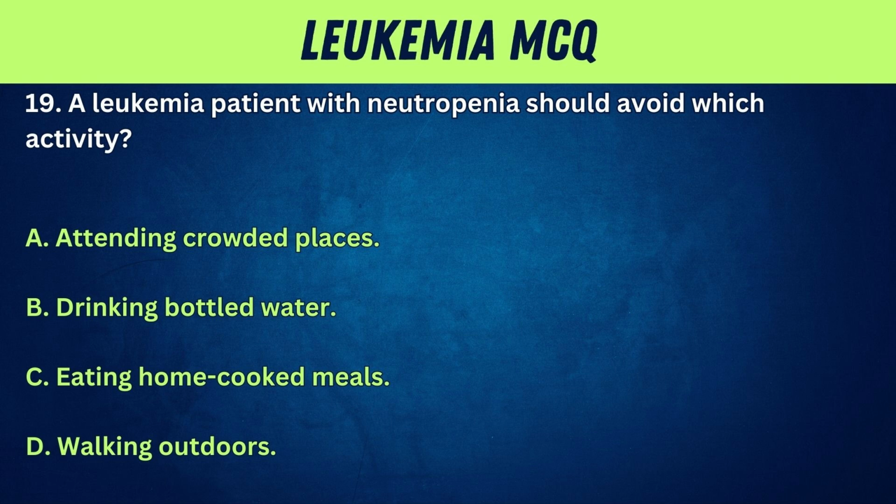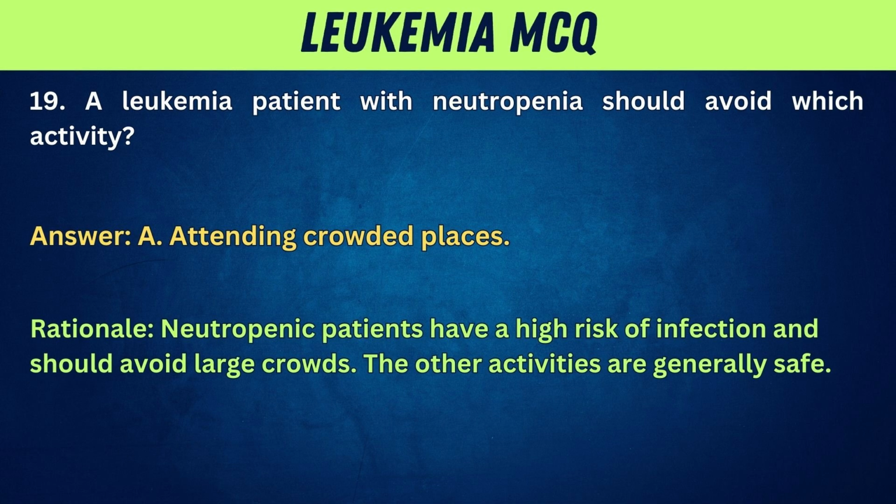19. A leukemia patient with neutropenia should avoid which activity? A. Attending crowded places. B. Drinking bottled water. C. Eating home-cooked meals. D. Walking outdoors. Answer: A. Attending crowded places. Rationale: neutropenic patients have a high risk of infection and should avoid large crowds. The other activities are generally safe.